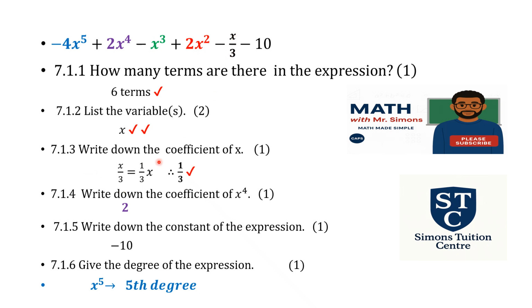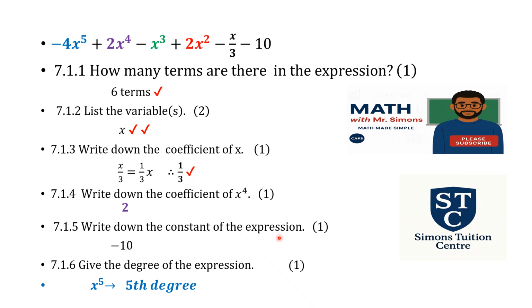Right, 7.1.3, write down the coefficient of x. So you see there's x to the power 5, x to the power 4, x cubed, x squared. Here's x. So that's x to the power 1. Right? The invisible number in front of x, I assume you remember, is 1. So in short, x over 3 can be written as 1 over 3 x. Therefore, the coefficient in front of x is 1 over 3. Not 3. I've seen many learners go write 3. You need to remember it's 1 over 3. 1 mark. Coefficient of x to the power 4, the value in front of it, plus 2.